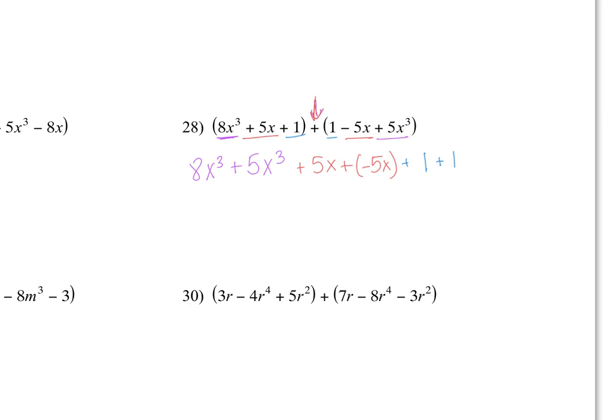So as I add these are like terms. That's how I've grouped them. 8 and 5 is 13x cubed. Your exponents should not change on any of these. You're not multiplying. You are just adding, which means you're just combining the coefficients. The 5x and the negative 5x zero out. I don't have to write plus 0x because that is just 0, and anything plus 0 doesn't change. So I'm just going to cross that out. And then the 1 plus 1, that is just a 2. And I am done with this addition.